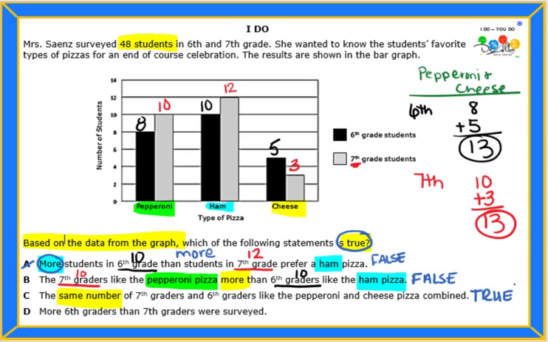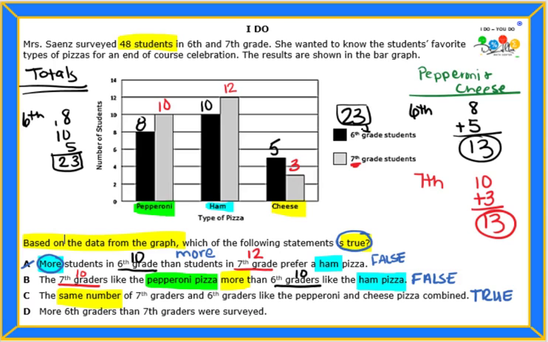So I think we have our answer, but just to be safe, we're going to check the last one. More 6th graders than 7th graders were surveyed. That means we would have to find the total for each. So the total for 6th grade. Let's get our totals over here. For 6th grade, that would be 8 plus 10 plus 5. If we add those up, we get 23 for 6th grade. I'm going to put that right here. And then for 7th grade, we have 10, 12, and 3.